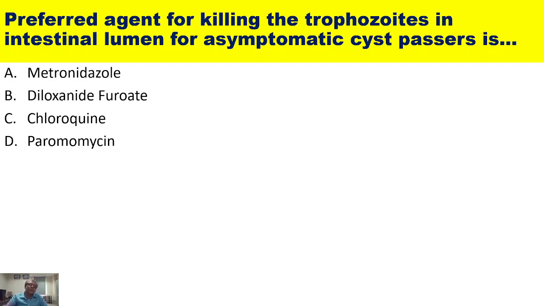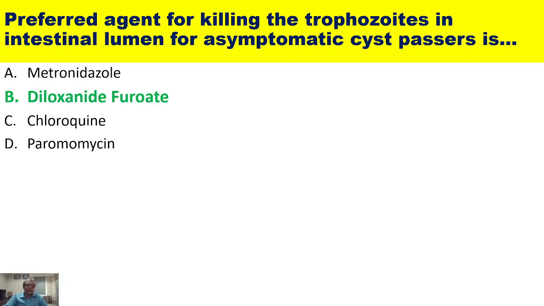Chloroquine is out of question because it only acts at the tissue level. And paromomycin, yes, it can also be used for killing the trophozoites because it is neither absorbed nor secreted and it acts locally in the intestinal lumen. But according to many guidelines, diloxanide furoate 500 mg 3 times a day for 5 to 10 days is the preferred agent. But dear friends, if you write paromomycin, still it is not wrong. So here the answer is diloxanide furoate.